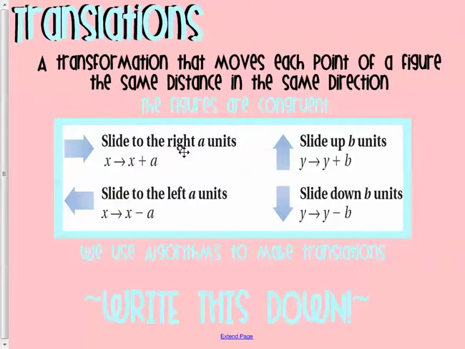So if we wanted something to move right, we would add that amount of units to our x. If we wanted it to move left, we would subtract a certain amount of units from our x. If we wanted something to move up, we would add an amount of units to our y, and subtracting an amount of units from our y would make it go down. So make sure you have these algorithms written down in your notebook. So we use these things called algorithms to make translations.